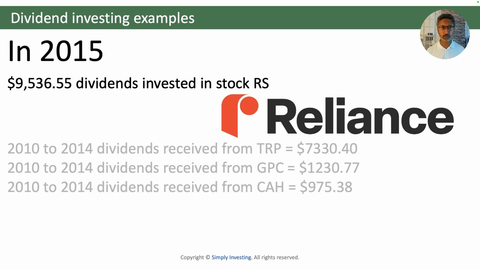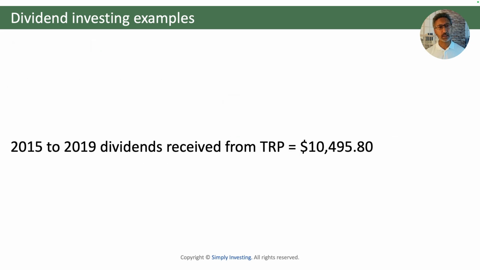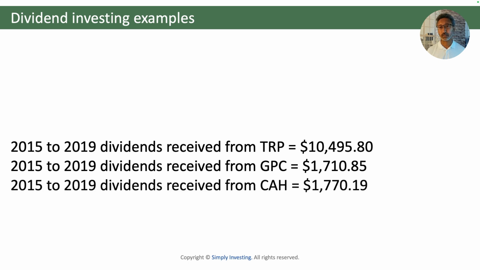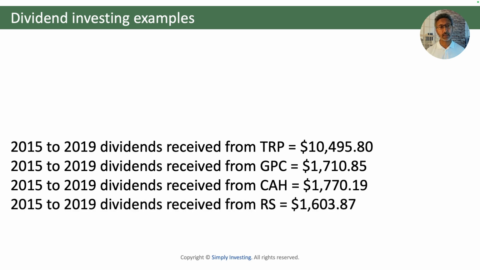We're going to fast forward another 5 years to 2020. And so you can see TC Energy is still giving them dividends from 2015 to 2019. You can see it up on the screen, a little over $10,000 in dividends. They still own GPC, and they made over $1,700 in dividends. They still own Cardinal Health, another $1,700 in dividends. And now they, of course, own Reliance, RS, another $1,600 in dividends.